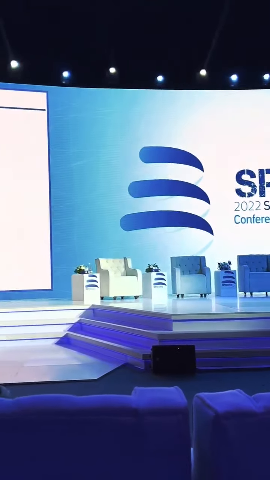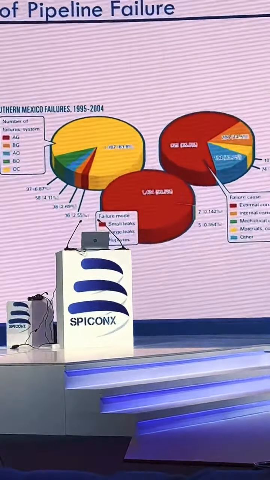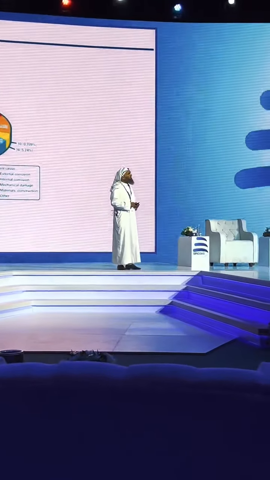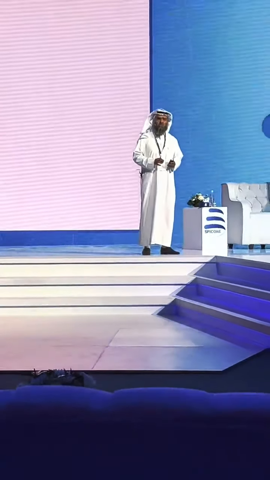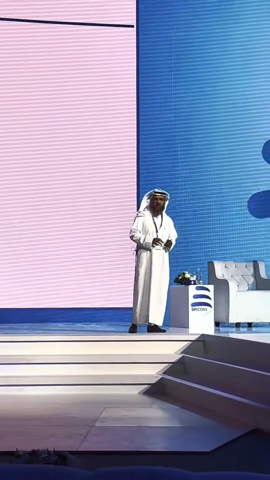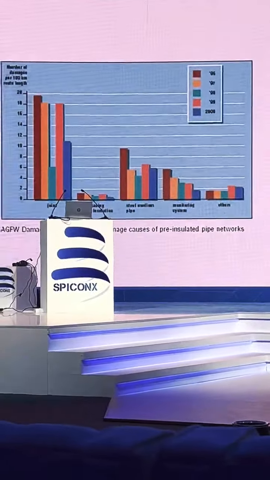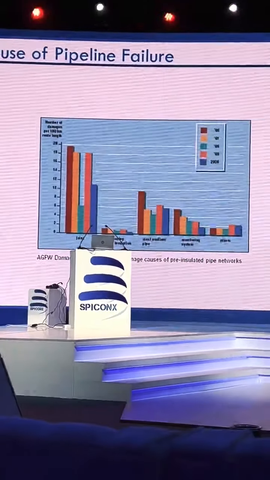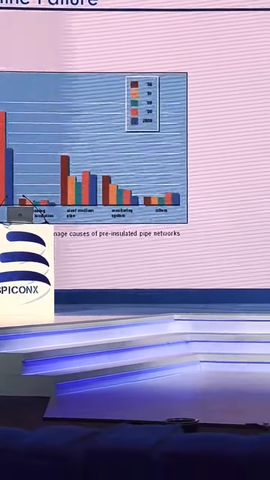This is a study conducted in the southern part of Mexico for a gas network for 10 years, and they found out that two thirds of their failures are caused by external attack, external corrosion of their pipeline. This is another study conducted in Germany for 5 years, and they came to a conclusion that most of the failures are on pipe joints.